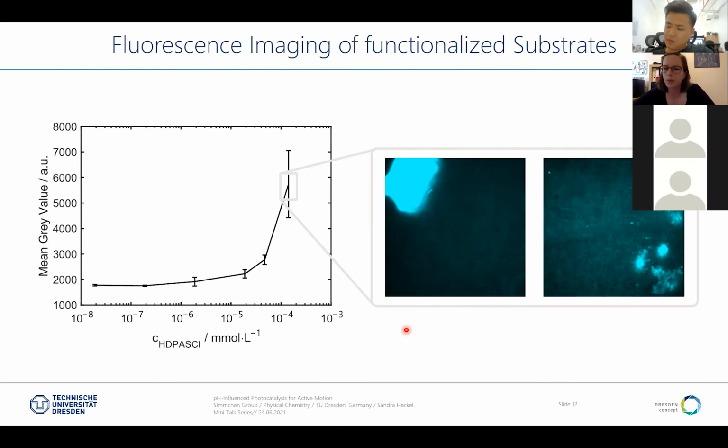What was a bit unexpected to us is what you can see here in these microscopy images. You can see that there are areas where there's a lot of dye and it is very bright. But then there are also areas where there's not so much dye and the area is darker. So basically you have islands where a lot of silane probably agglomerated, and then areas where this is not the case. And this is of course something we need to know if we now want to see how the swimmers actually move on these substrates.